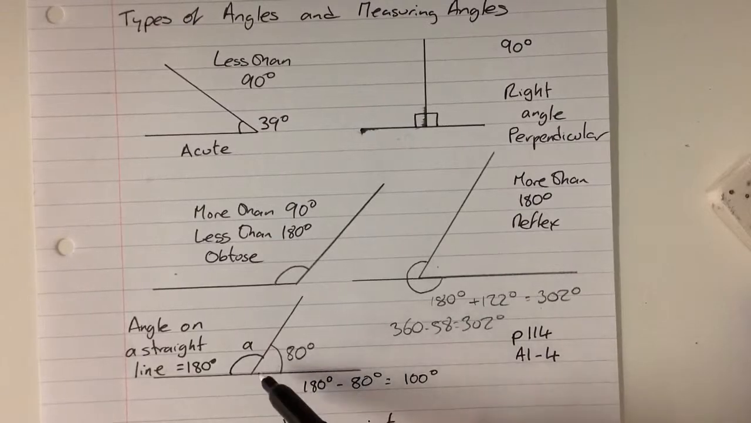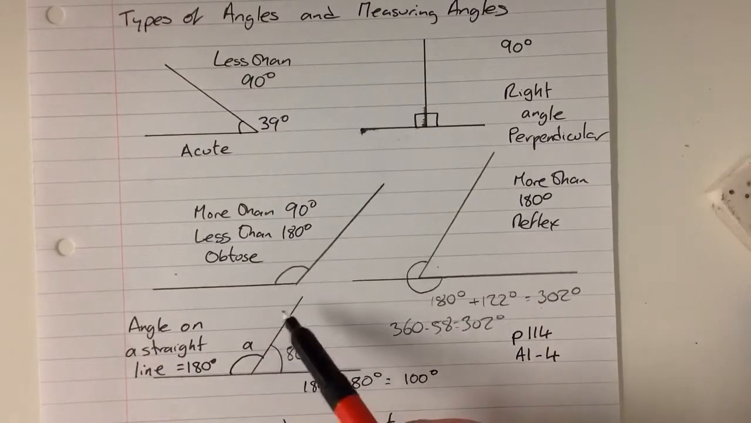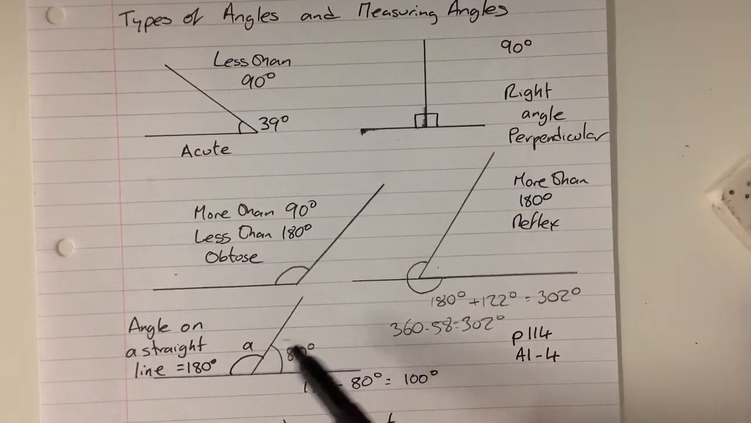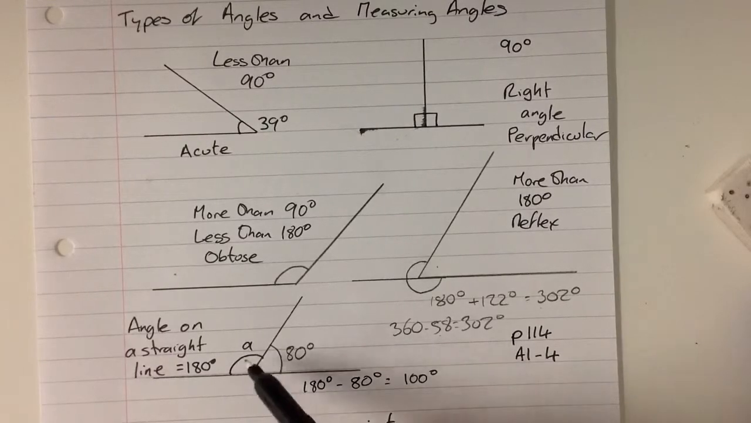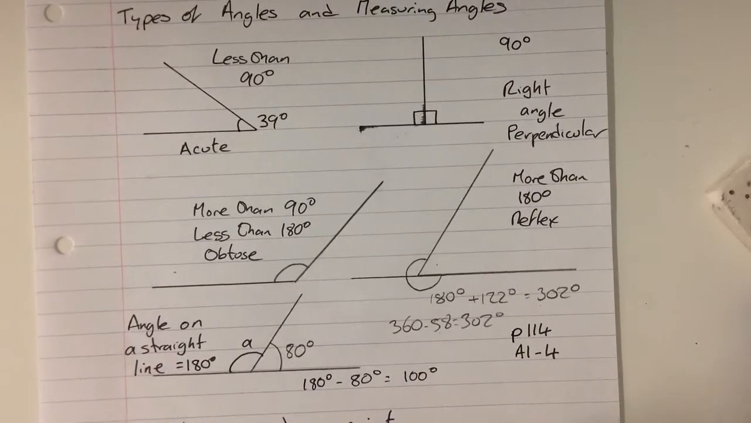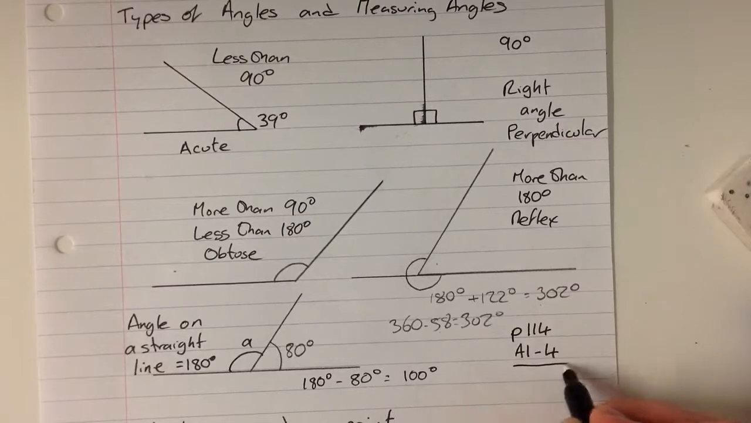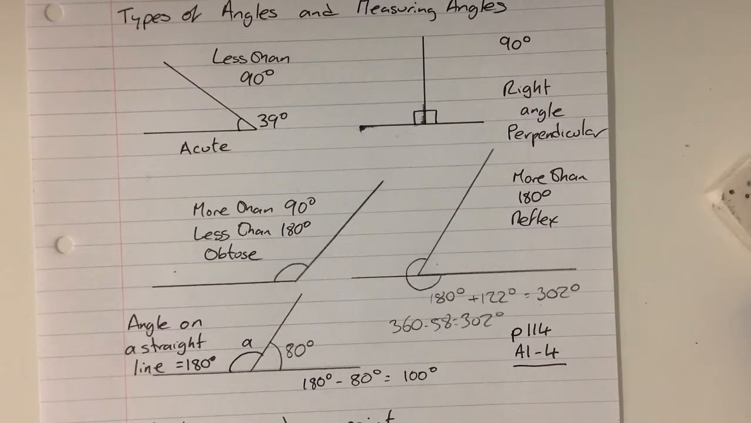You might have a case where you've got more than one angle marked, so you need to add together all of the angles you've got, take that away from 180 degrees, and that'll give you your missing angle. Okay, you can now start some work, and you can work on page 114, questions 1 to 4.